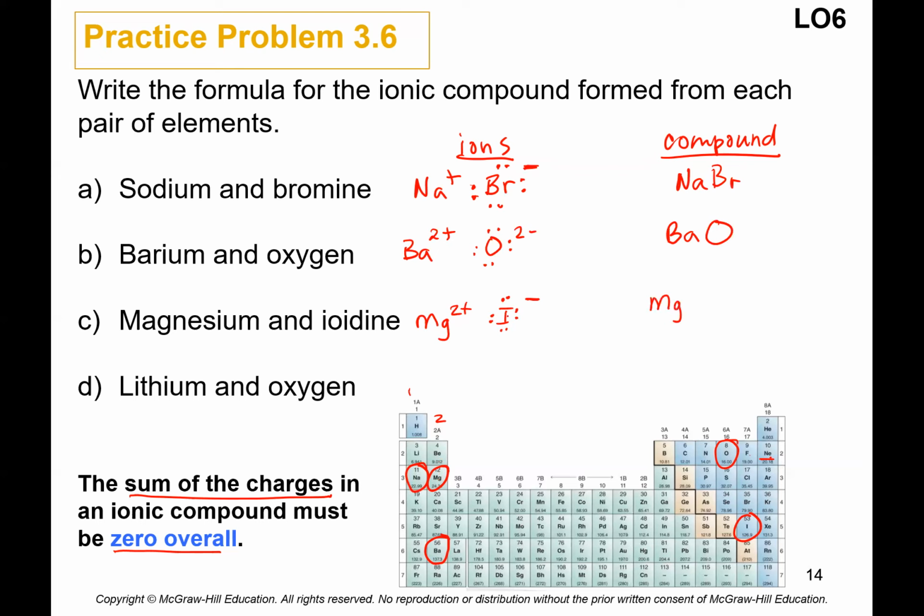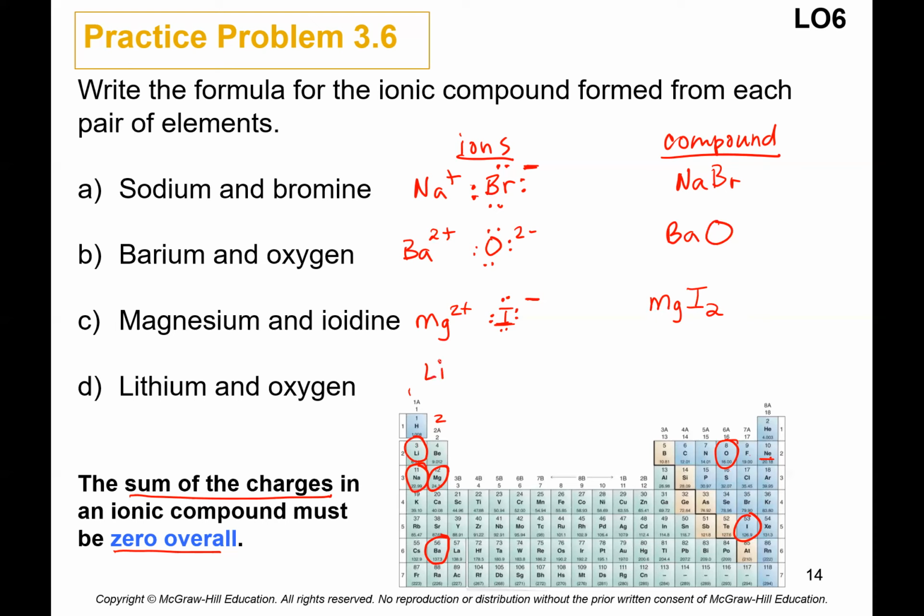You're going to need 2 iodines to cancel out that 2+ charge, because each iodine contributes just 1 negative. So you're going to need 2 to make a total of 2 negative. So that 2+ and 2- equals 0. Lastly, let's look at lithium and oxygen.